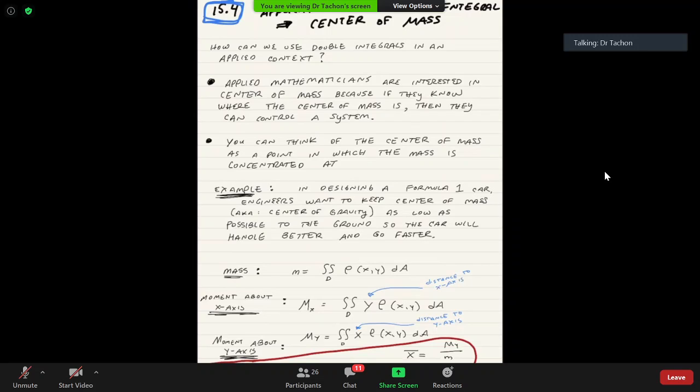So in Calc 3, we're going to have variable density. So that's why we have a double integral. But you're still going to, for your center of mass, take the moment with respect to the y divided by the mass, and the moment with respect to x divided by the mass. So if you looked up in Calc 2, this is the same exact way you get the center of mass, except we have to evaluate a double integral.